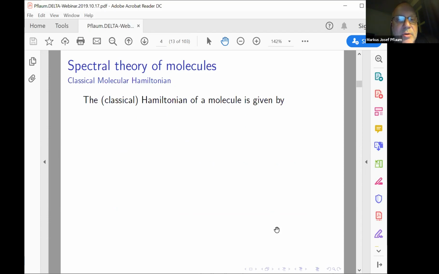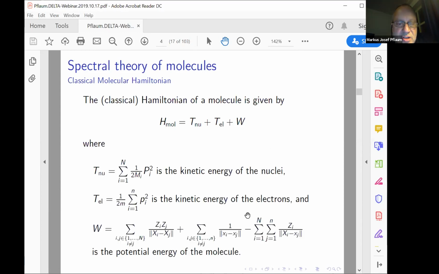Now let's come to a molecule. Classically, the energy of a molecule is the kinetic energy of the nuclei plus the electrons plus the potential energy, which I wrote here as W. Let me just give you the formulas here without going into details. You've all seen this in some fundamental basic chemistry or physics class. The W here is the electromagnetic potential, and here are the two kinetic energies of the nuclei and the electrons.